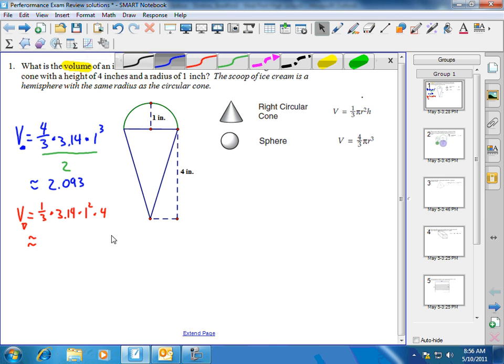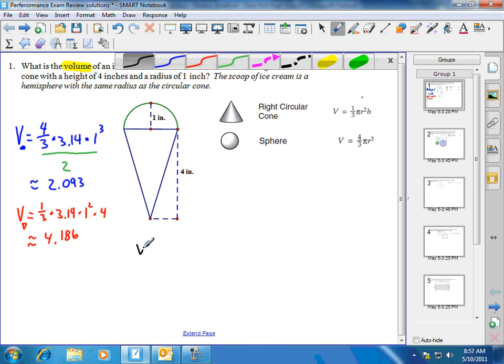Back to the volume of the cone, we got 1/3 times 3.14 times 1 times 4. We got 12.56, we divide that by 3, and we get approximately 4.186. Now you should know what to do. We're looking for the volume of the hemisphere plus the volume of the cone, so we need to add those two volumes together.